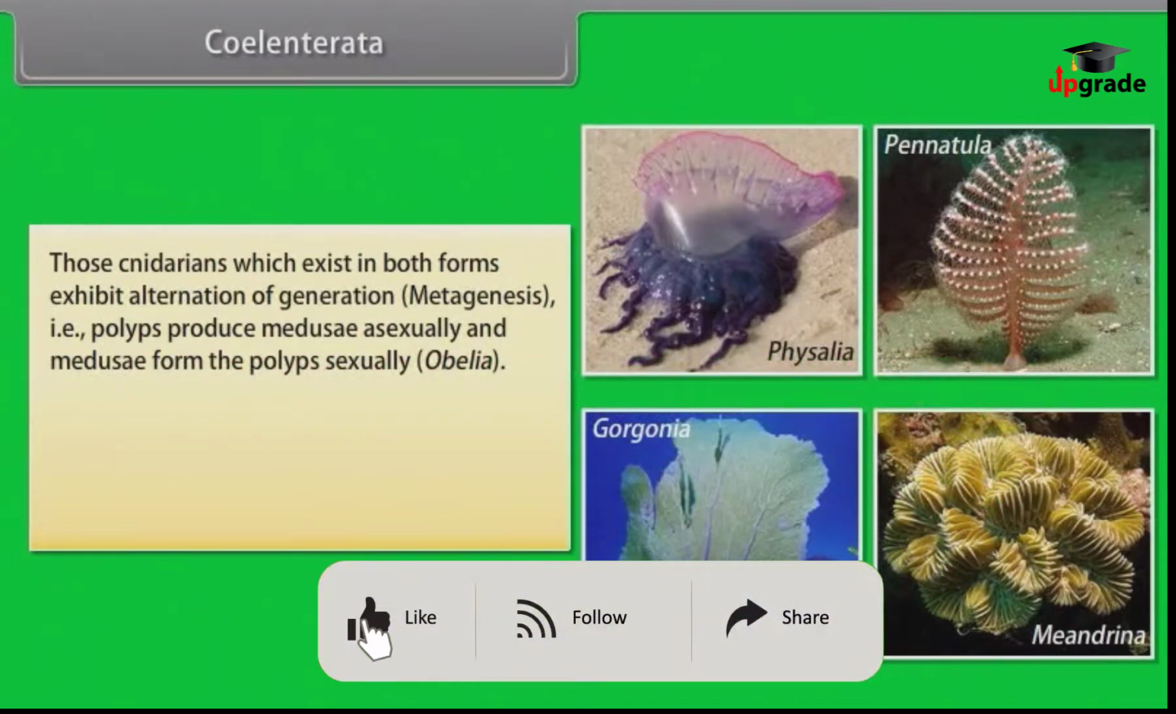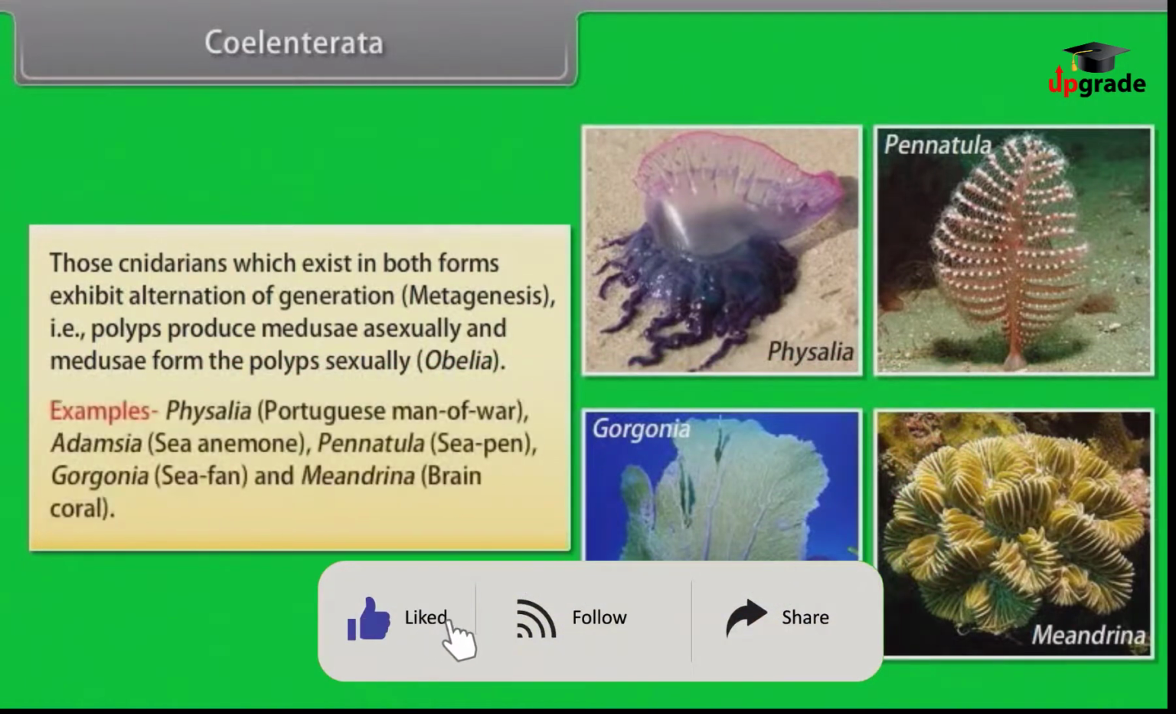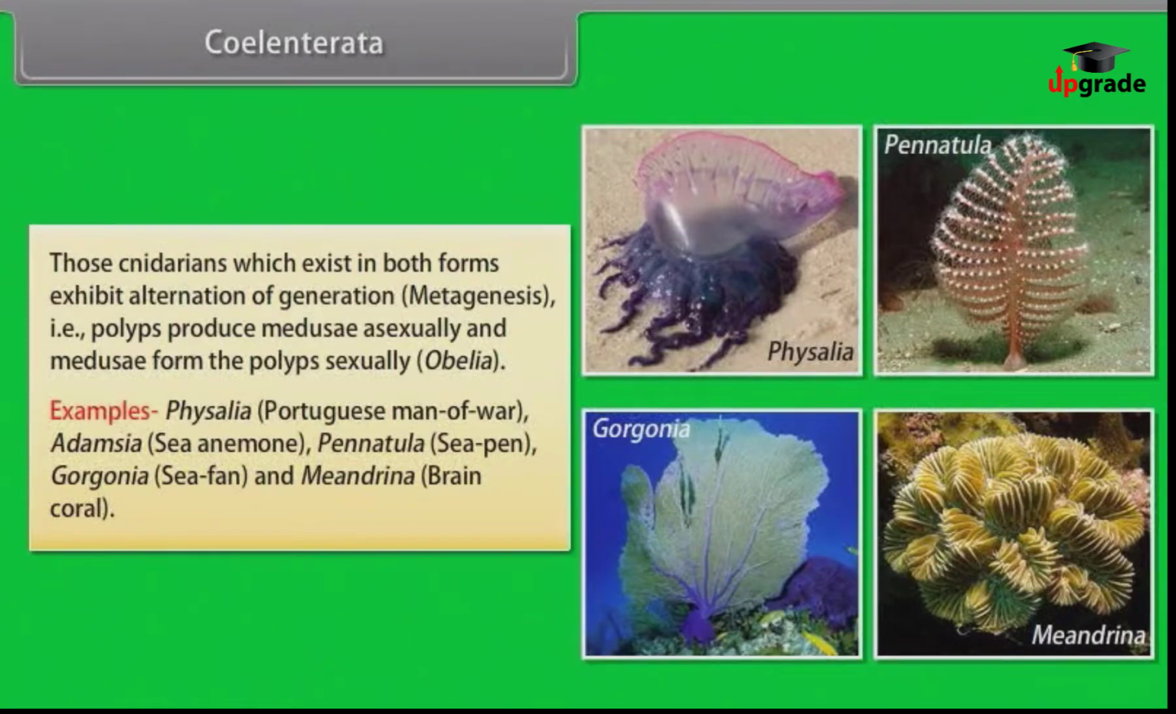For example, Obelia. Examples: Physalia, also known as Portuguese man of war; Adamsia, also known as sea anemone; Pennatula, also known as sea pen; Gorgonia, also known as sea fan; Meandrina, also known as brain coral.